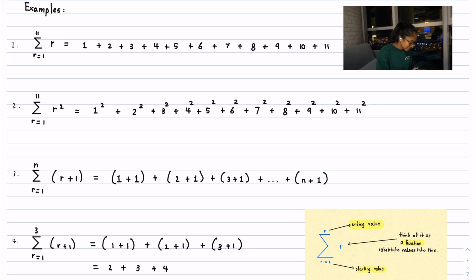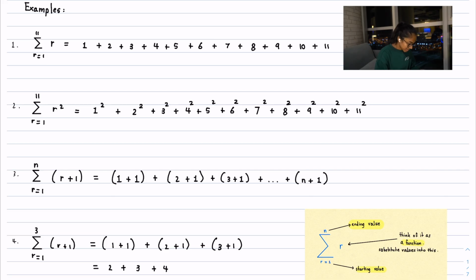So the second example now, it ends at 11, but it starts at 1. But now our function has changed to r squared. So what we have to do is substitute our start to finish, substitute these values into the function, which is r squared. So we'd have 1 squared plus 2 squared all the way up to the upper limit, or the ending value, 11 squared.